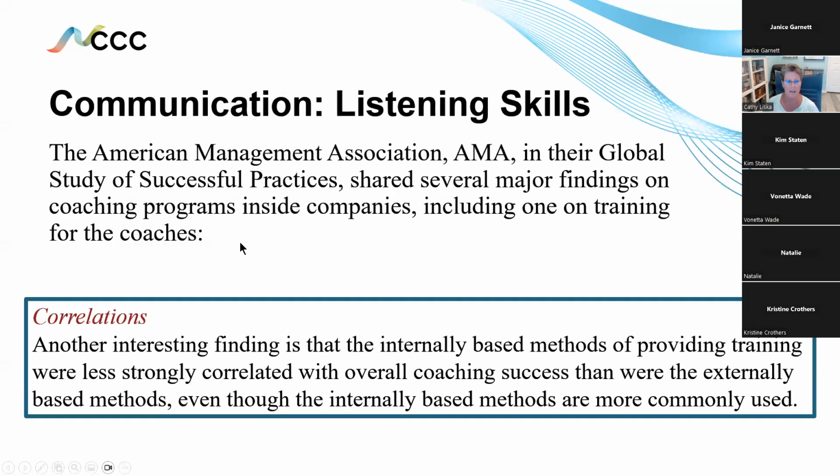The first piece they found is that internally based methods of providing training for coaches were less strongly related with overall coaching success than were the externally based methods, even though internally based methods are used more often. So what does that tell us? They're using something that is less effective.